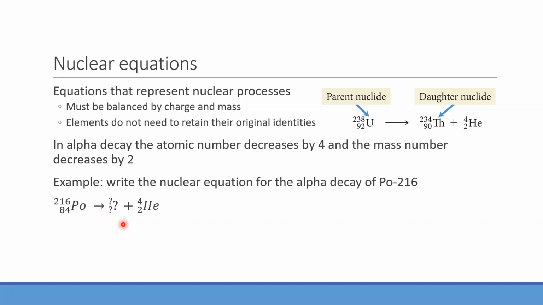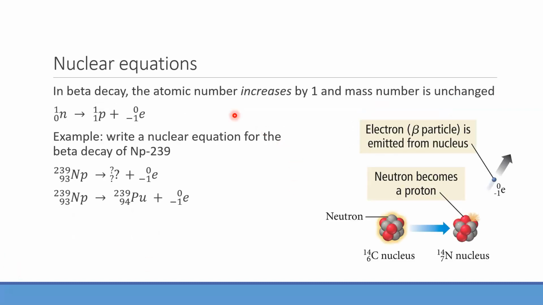And once you know those numbers, you can figure out the identity of your new atom. So when we do that, we see that we get lead, which has 212 as its mass number, and 82 is the atomic number. In beta decay, the atomic number increases by 1, but the mass number remains unchanged, because remember, electrons don't have mass. So no mass is going to be affected by this.